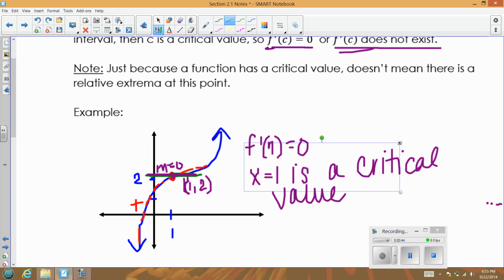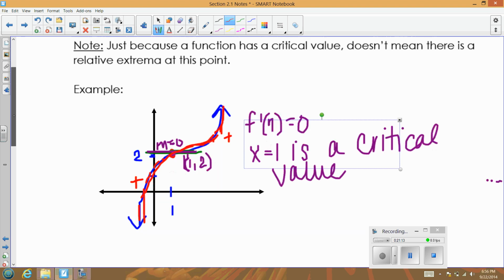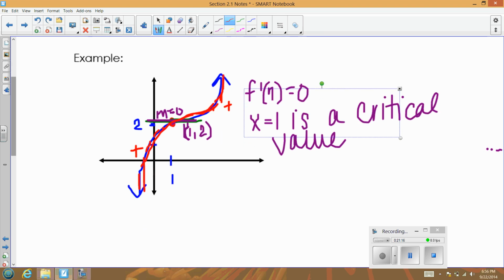Over on this side, my tangent lines still have a positive slope. So my function continued to increase for this entire graph. It had a positive slope and never stopped increasing. Therefore, this point (1, 2) is not a max or a min, but it is still a critical value. So you can have a critical value that is not a maximum or minimum. Okay, just keep that in mind.